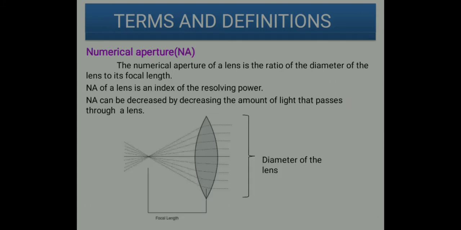Next we have numerical aperture, denoted as NA. The numerical aperture of the lens is the ratio of the diameter of the lens to its focal length. NA of the lens is an index of the resolving power. NA, that is numerical aperture, can be decreased by decreasing the amount of light that passes through the lens.